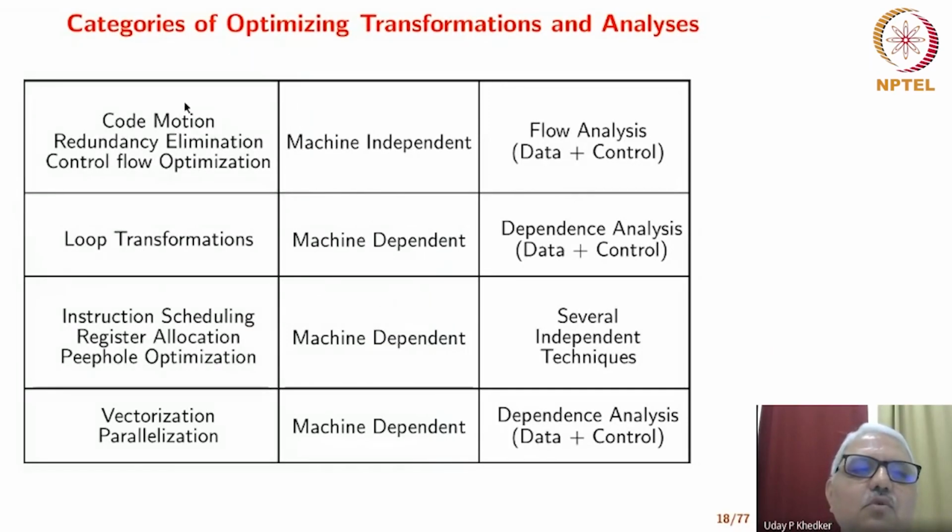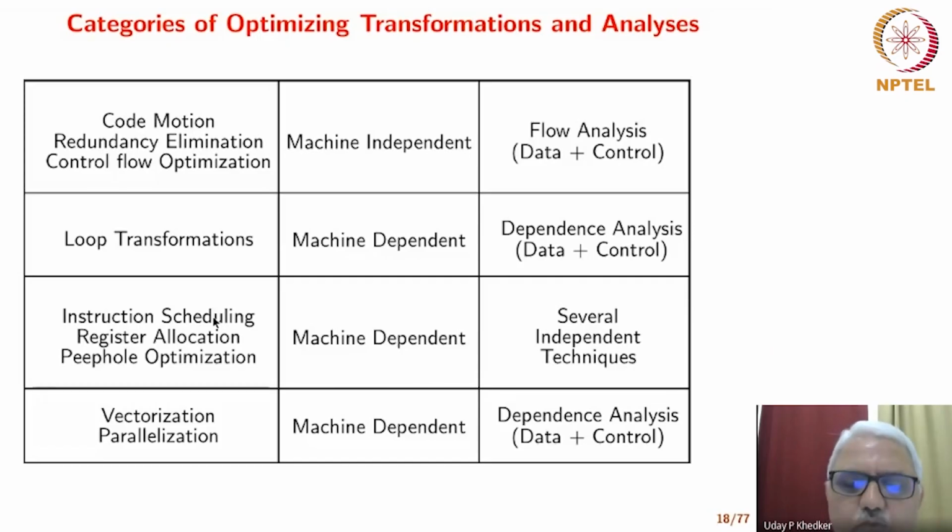Okay, so here are the categories of optimizing transformations and analyses. We can talk about code motion, redundancy elimination, control flow optimizations. These are machine independent optimizations. We can perform control flow analysis and data flow analysis. There are several loop transformations. Some of them are machine dependent, some machine independent, but they require performing what is called dependence analysis, data dependence analysis, and control dependence analysis.